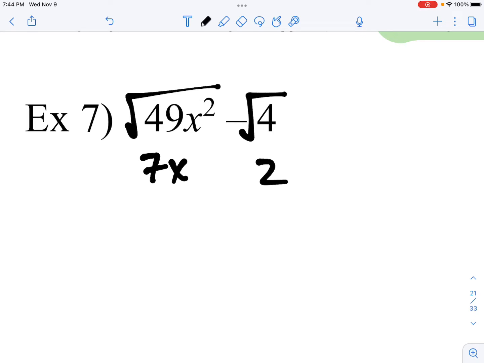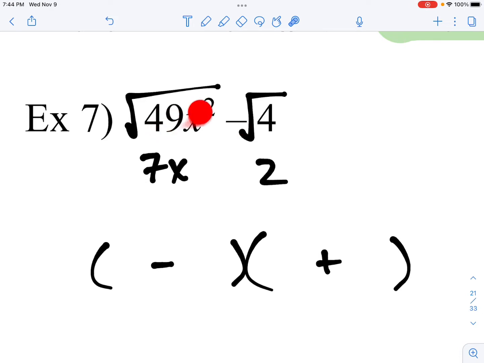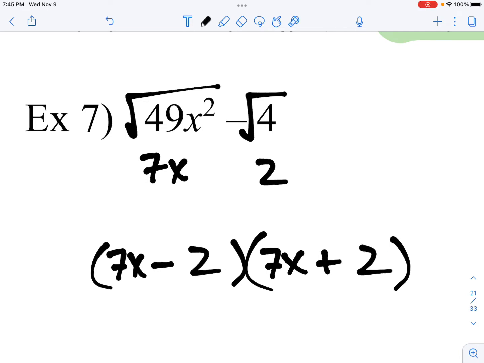What we're going to do is have 2 different parentheses. One of the parentheses is going to have a minus in it, and the other one is going to have a plus in it. Every single time you see a difference of 2 squares, you're going to have 2 different parentheses, one with a minus and one with a plus. After you have unsquared the numbers, this goes here, this goes here, and the same exact thing in the second parenthesis, the 7x. And the 2 goes here. So you're unsquaring the numbers and then putting them into your parentheses.